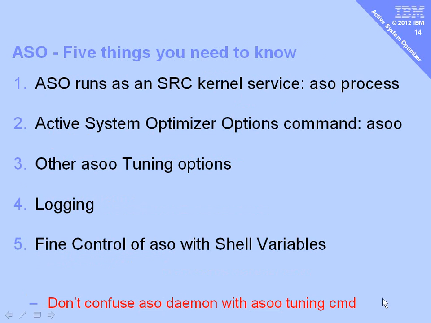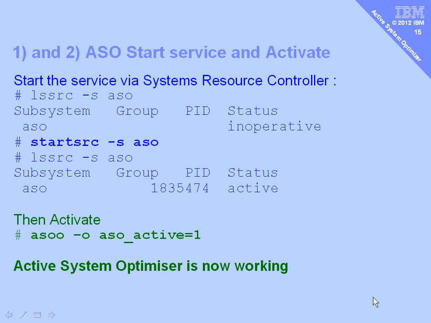Okay, then let's get practical. We have to first of all start a kernel service, then there's an optimizing command where we can switch it on. There's some other tuning options. Logging is particularly interesting. We'll have a look at some examples, and there's some fine control with some shell variables. It's a two-stage process to get ASO up and running. First of all, we have to start the kernel service, and we do that with the startsrc -s for the subsystem aso, and then we need to activate it so that it actually starts trying to optimize. We use the asoo command, the ASO options command, and we have to set active=1.